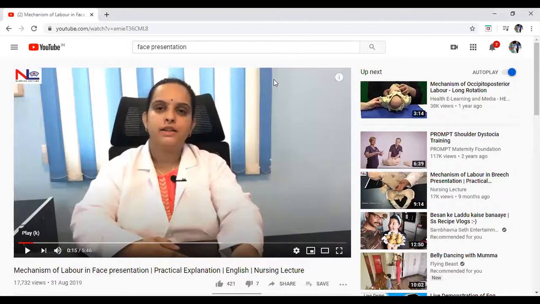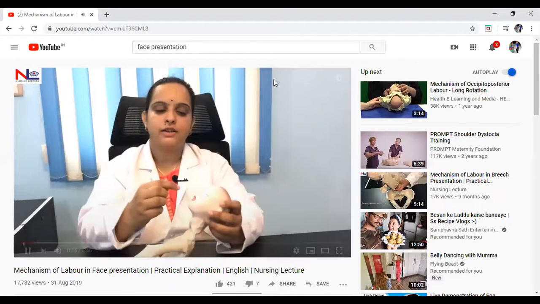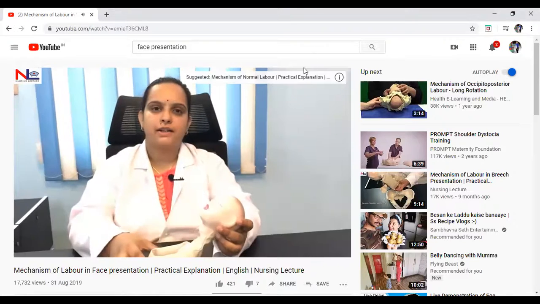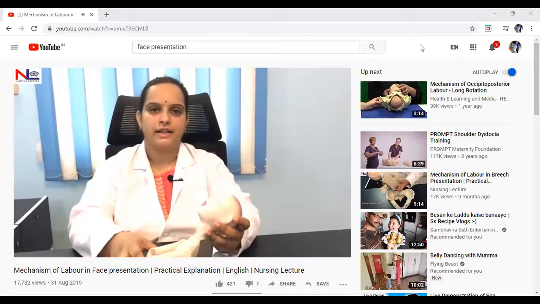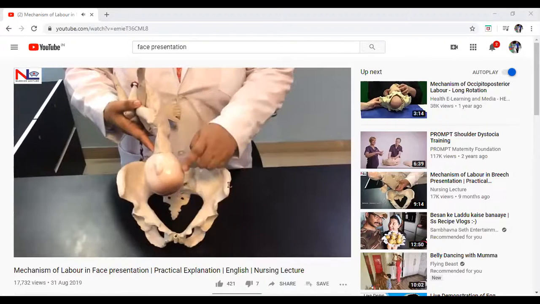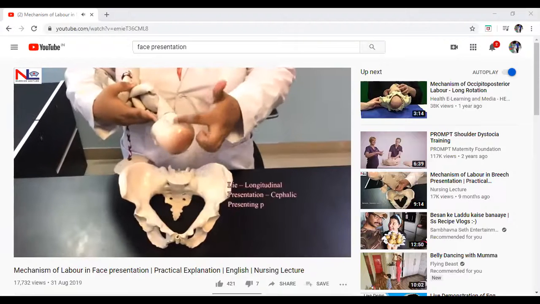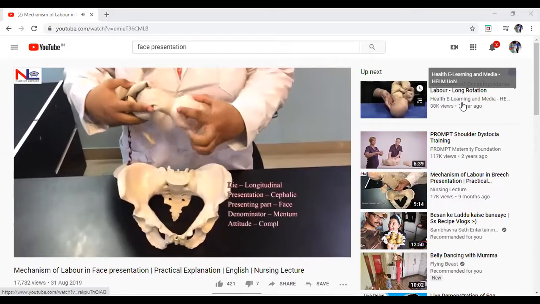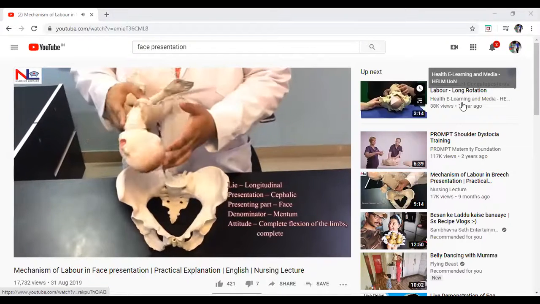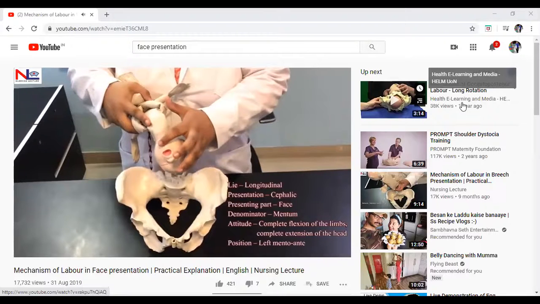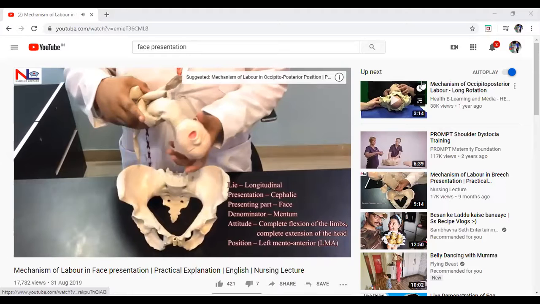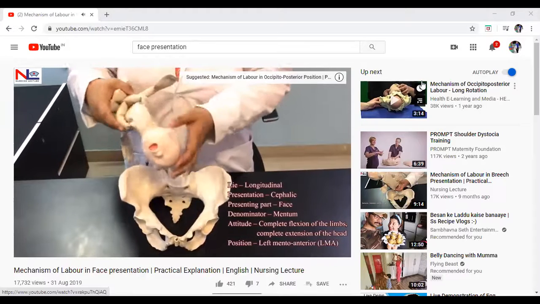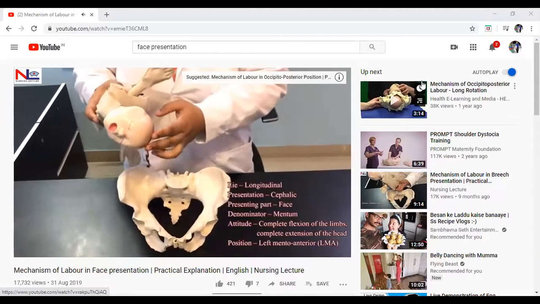This is face presentation, in which the face is the presenting part which comes in relation with the internal os. Before I start with the cardinal movements, just have a look at the conditions under which the fetus lies. Here, lie is longitudinal, presentation is cephalic, presenting part is face, denominator is mentum, the bony fixed point which comes in relation with the pelvic brim. Attitude is flexion of the limbs, and there is a complete extension of head.